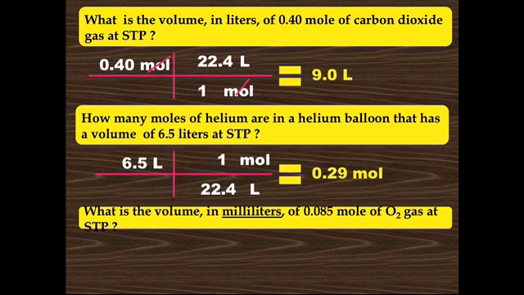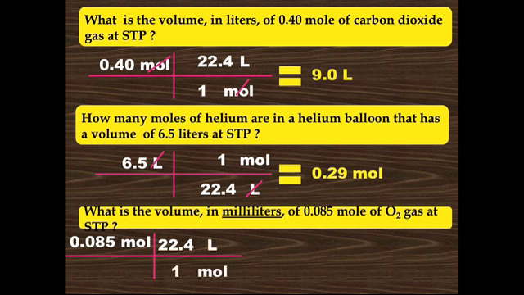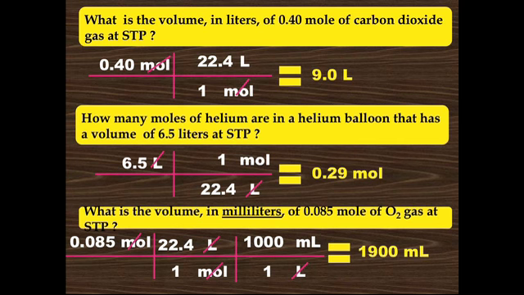What is the volume in milliliters of 0.085 moles of O2 gas at STP? So I've got 0.085 moles as my known. Okay, I've got moles on the bottom and liters on top, and that's 22.4, but it's asking for milliliters. So I'm going to have to continue my tracks, put liters on the bottom and milliliters on top, and I know that for every liter there's 1,000 milliliters, and my liters are going to cancel. So now I'm where I want to be. I can multiply across the top, multiply across the bottom, and divide, and I get 1,900 milliliters.